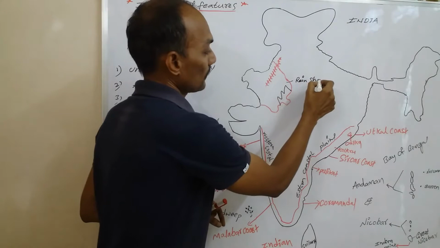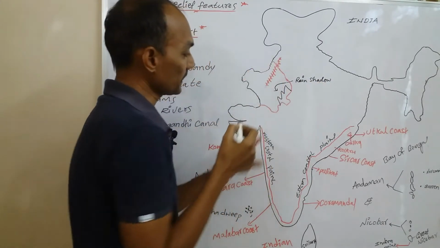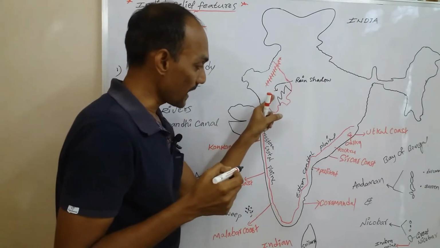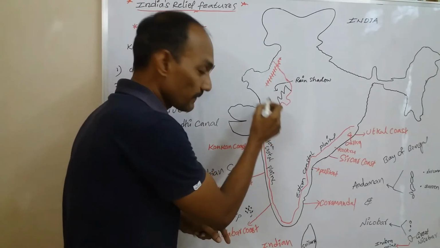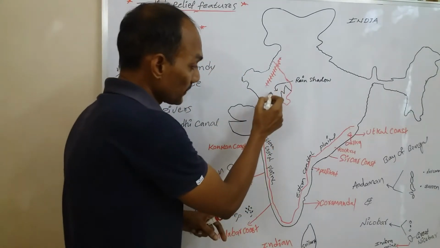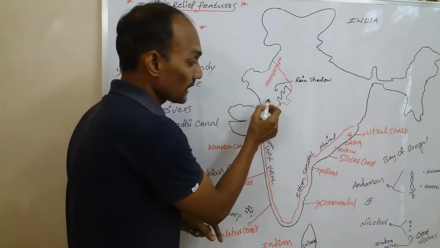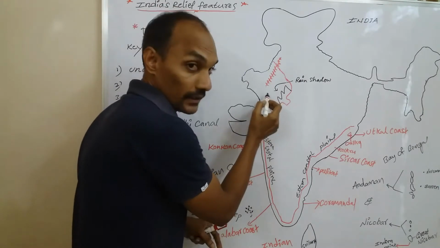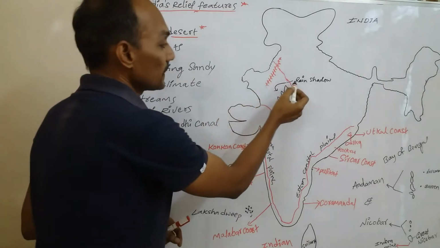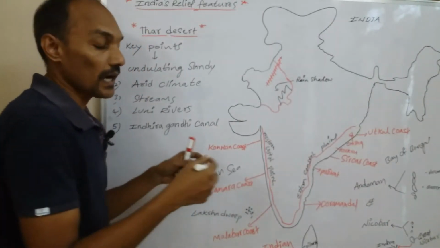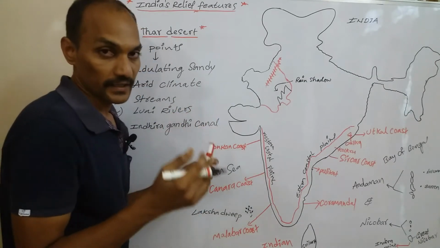This is the rain shadow region. That means this region is called leeward side and rain shadow region because this region will not receive rainfall. That's why it is called rain shadow region or leeward side of the Aravalli Hills. And next, the Thar Desert consists of undulating sandy and rocky outcrops. Undulating sandy means too much sand, heavily sandy.